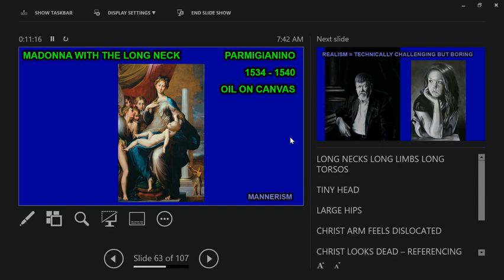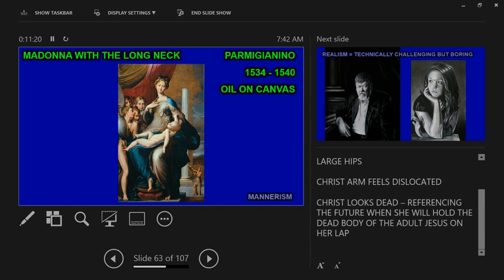So she has a tiny head and these really large hips. Christ's arm looks dislocated. And look at how long he is. That is not like a regular baby right there. And so let me get my laser pointer, and I want to show. I'll be right back.